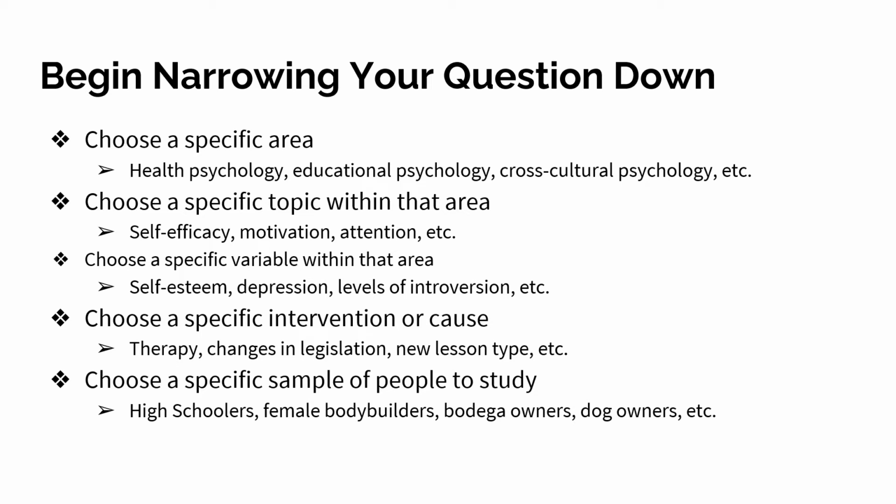You can also choose specific variables in that area. Those can be things like self-esteem, depression, introversion, things like that. You can also choose specific interventions or causes. These can be things like new kinds of therapy, changes in legislation, new lesson types, things like that. And then finally choose a targeted sample of people to study. This can be high schoolers, female bodybuilders, bodega owners, dog owners, anybody that's a more targeted population or sample within the larger population.